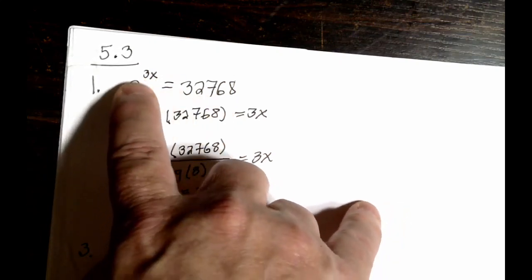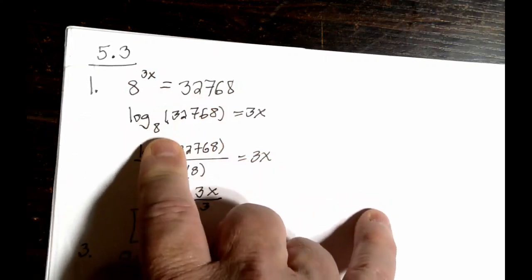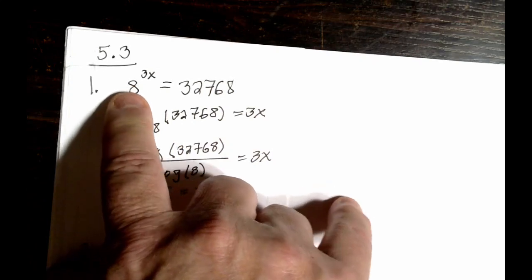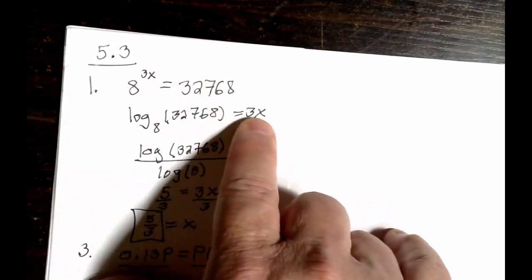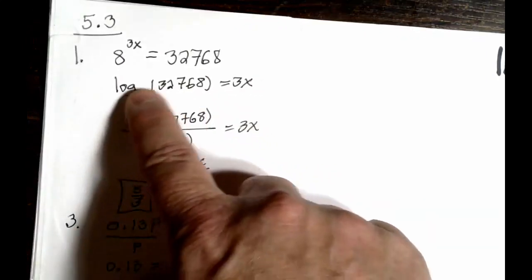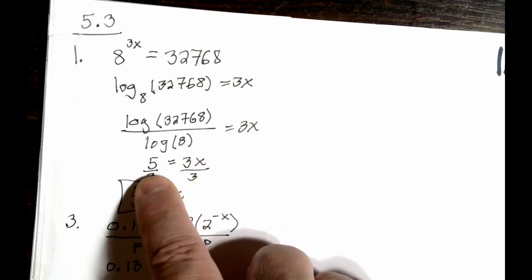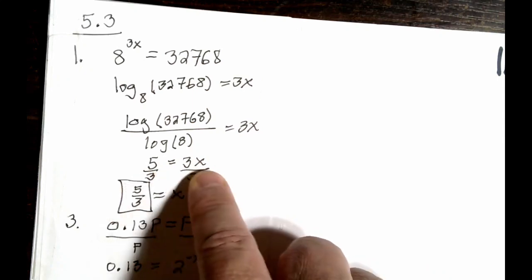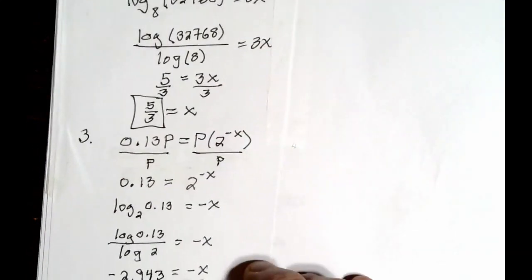So get the exponential all by itself, equaling some number, and then rewrite it as a log. So log base 8 of 32768 equals the exponent 3x. You can write that using your change of base formula, and it actually comes out as just 5 equals 3x. Divide by 3 and you get 5/3 exactly.